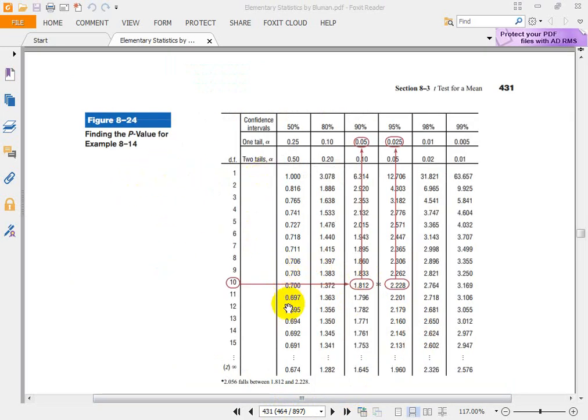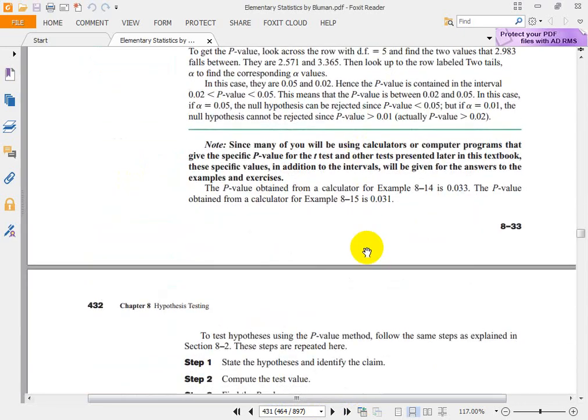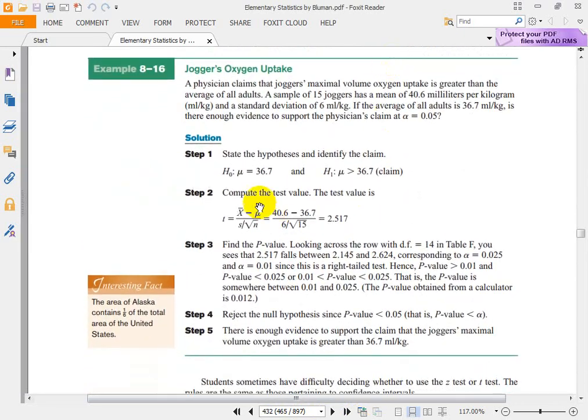In the particular diagram on page number 431, they are showing how to read the respective t value from the t distribution. Okay, now they are having some respective problems. I think later you can go through.